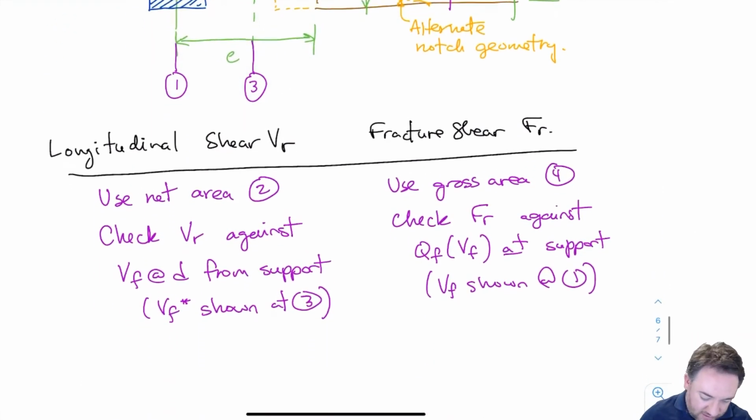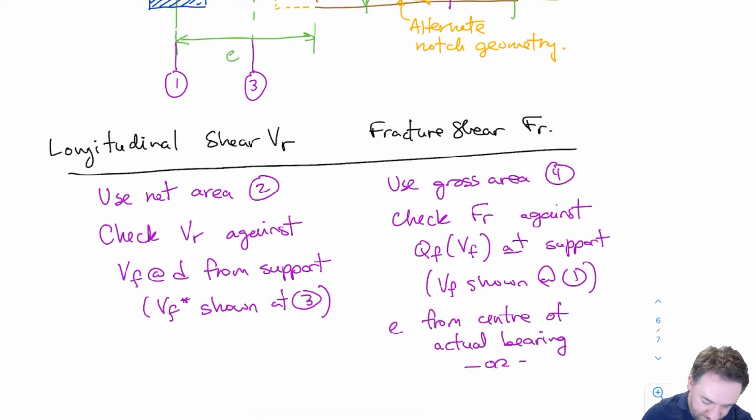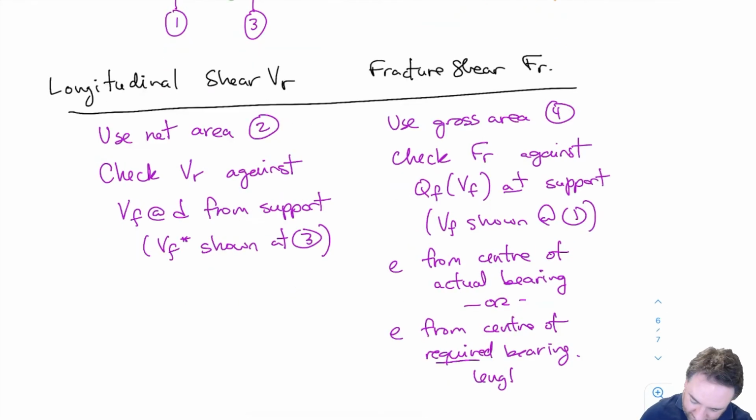Okay, and I'm going to calculate E, my notch length, in one of two ways. So I'm going to check E. I'm going to use E for the equation for Kn either from the center of the actual bearing, or from the center of a required bearing length, which I can calculate using the QR equation.